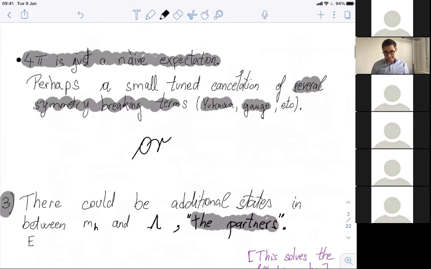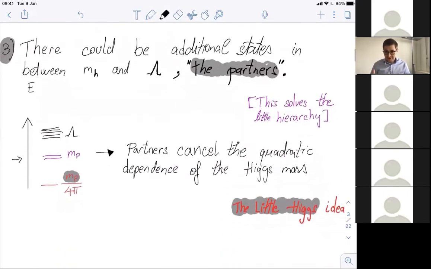However, this doesn't seem to be enough from the phenomenological point of view. So either we accept some small tuning between different terms that contribute to the Higgs potential, or we have additional structures, light partners of top and W and particles which contribute in the loop, in such a way to push the composite scale, the strong dynamics, even further. Okay, so this is the basic idea. Are there any questions at this point?